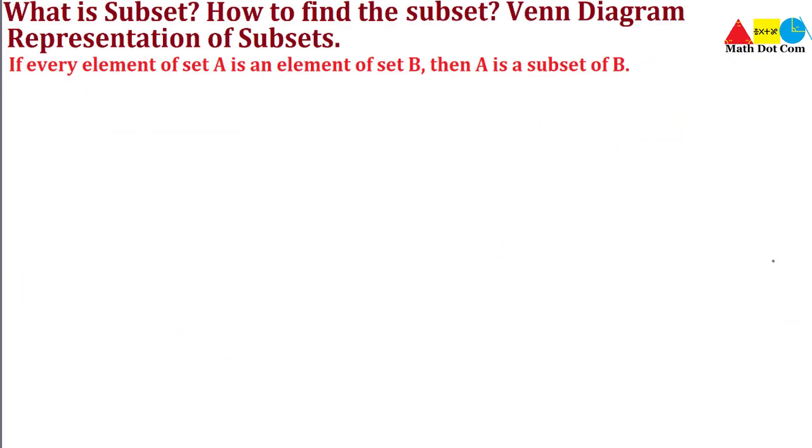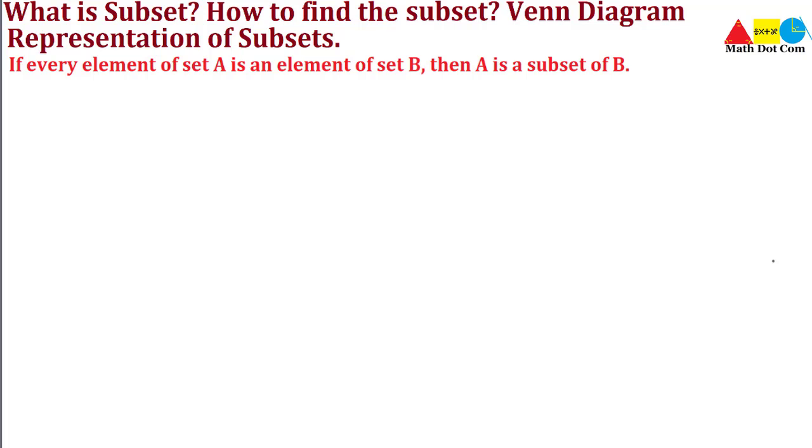Hello everyone. Today we are going to learn what is a subset, how to find the subset, and the Venn diagram representation of subsets. We'll start with the definition of the subset: if every element of set A is an element of set B, then A is a subset of B. This is just a definition.